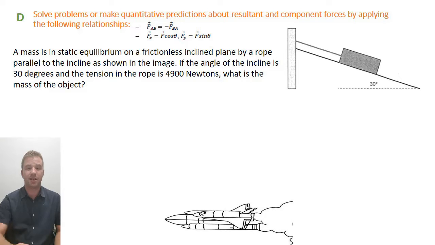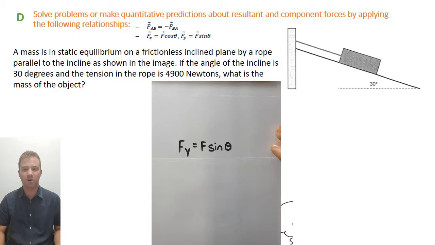A mass is in static equilibrium on a frictionless inclined plane by a rope parallel to the incline as shown in the image. If the angle of the incline is 30 degrees and the tension is 4,900 newtons, what is the mass of the object? So you've got an equation here, Fy equals F sine theta. Now you don't know what F is, but you can substitute m times gravity, which will give you mass, which is what the question's asking.